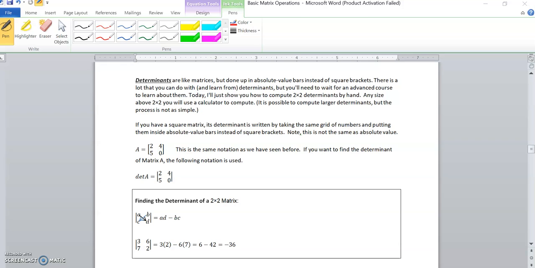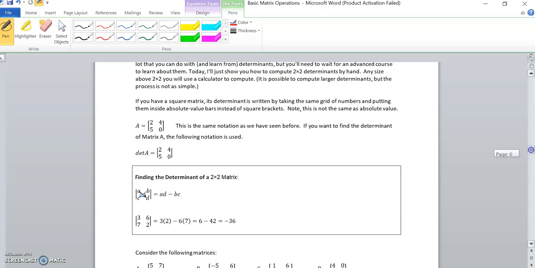As you can read up here, it looks a lot like a matrix, but it uses absolute value bars. When you look at matrix A, we have square brackets to represent matrix A. If we're being asked to find the determinant of A, they look like absolute value bars. The other difference is, rather than just A equals square brackets, we have DET, the short version of determinant. So DET A is asking us to find the determinant of matrix A.